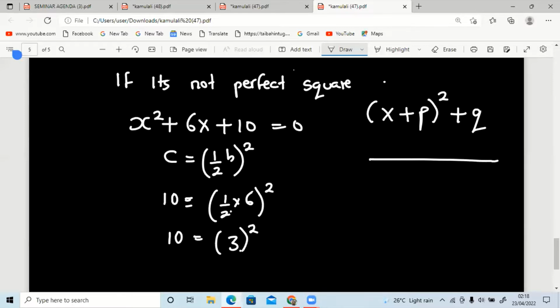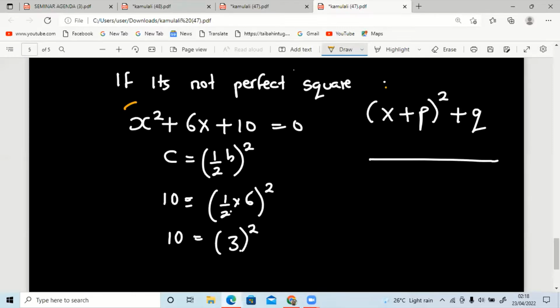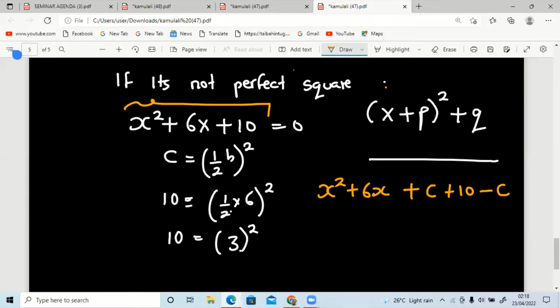No, they are not. So when you find that those two are not the same, what are you going to do? I'm going to come back in my equation here. I write it afresh. I say x squared plus 6x plus c plus 10 minus c. So c minus c is a 0. So I'm going to just add a c here. So you add it and you subtract it such that you don't change anything.